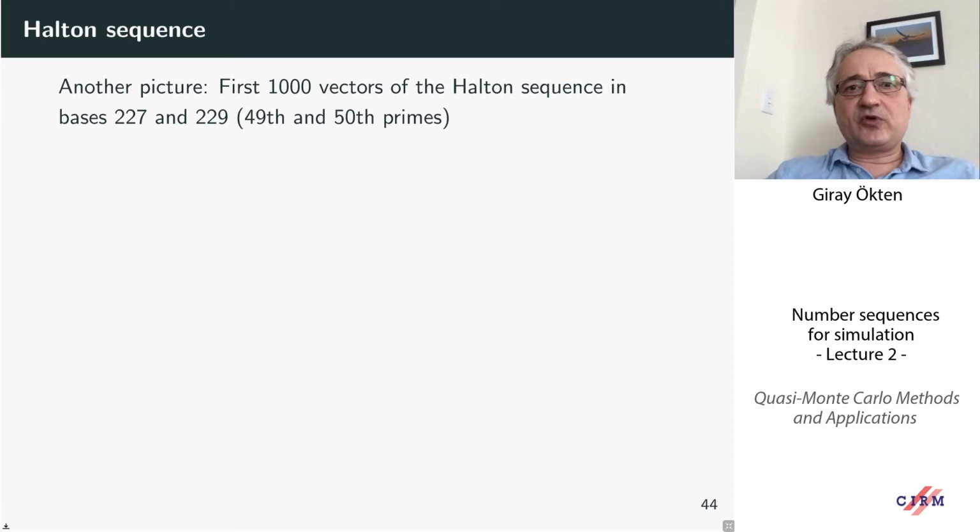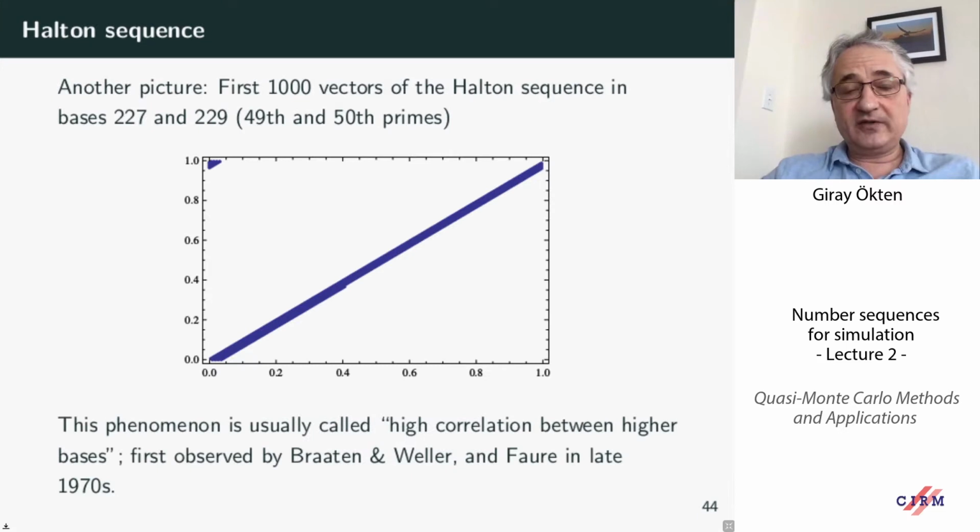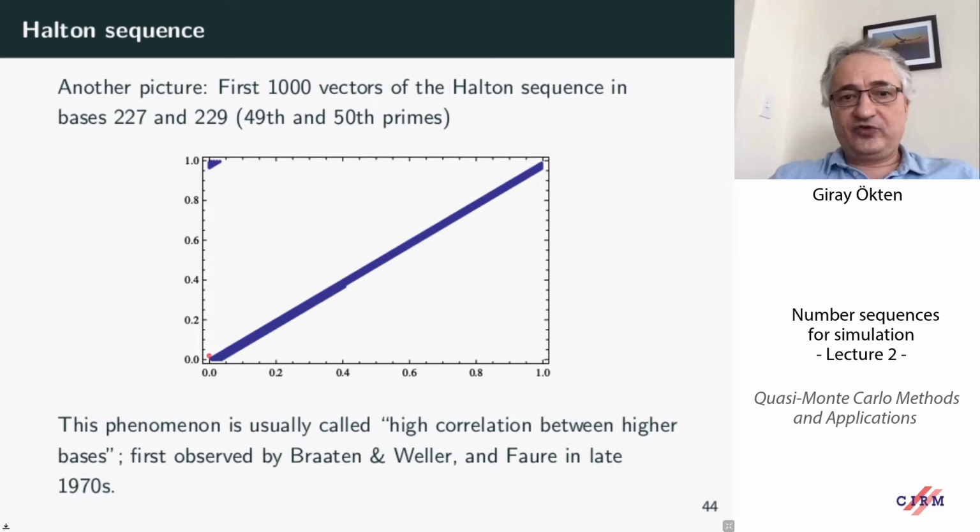I'm going to give you another picture. This is going to be the first 1,000 vectors of the Halton sequence. Now I'm going to increase the bases to 7 and 29. And then you get this very interesting picture. All the first 1,000 vectors lie on this region, a small strip, and a few of them are at the top.